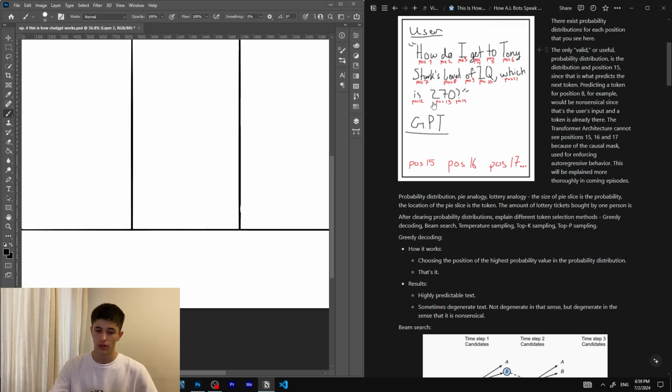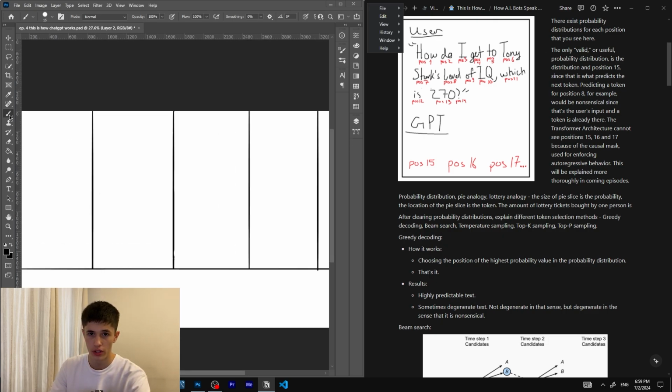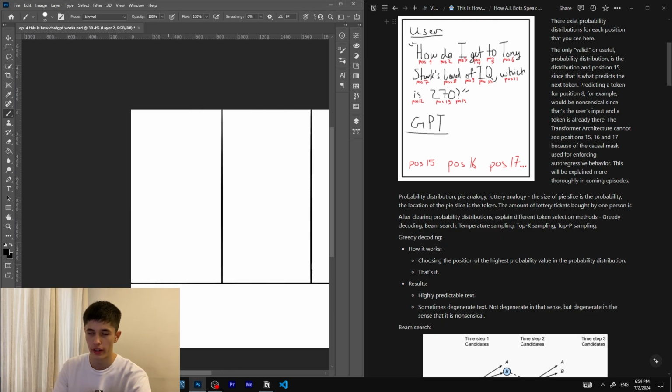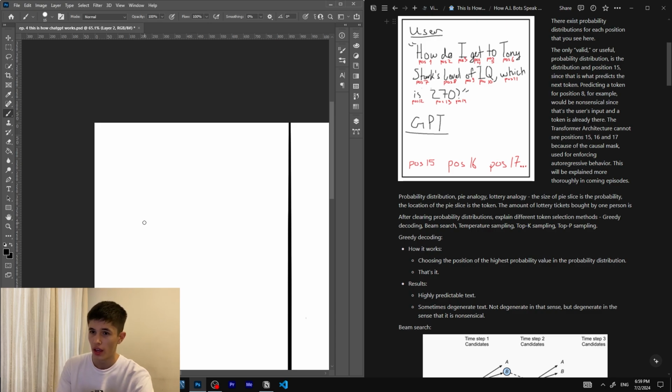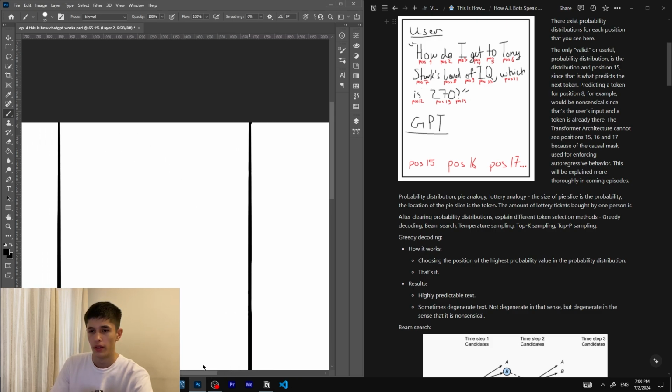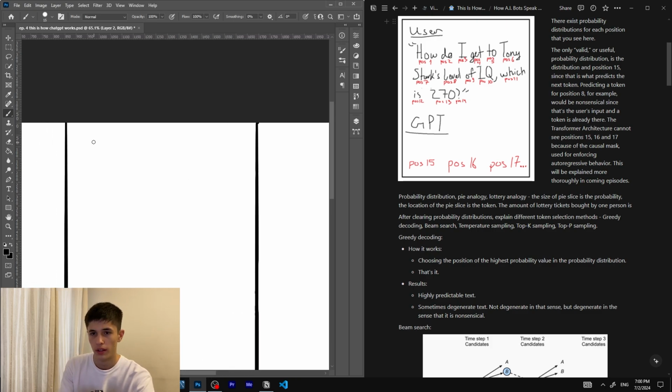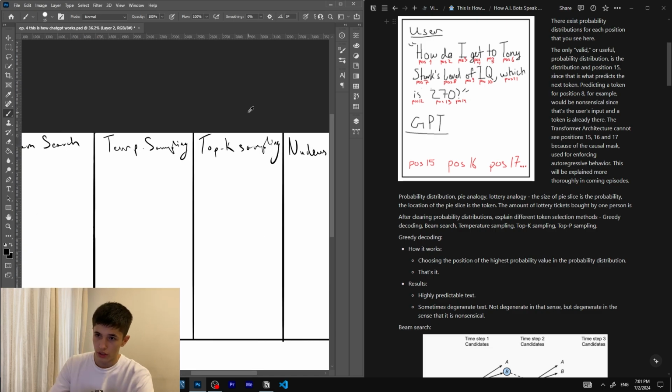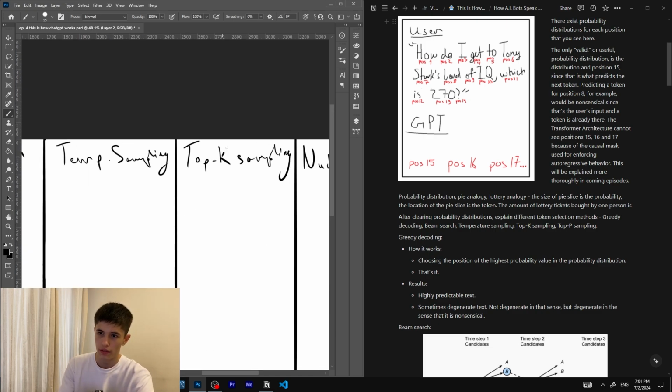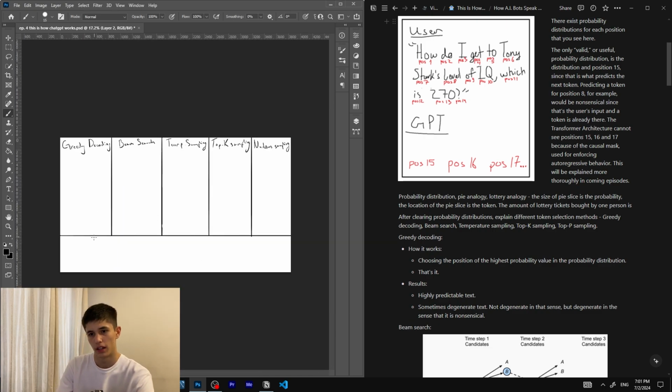We have 5 main token generation methods known today for NLP and GPTs. We have greedy decoding, right? We have greedy decoding over here. Then we have beam search. So these are all the token generation methods we have today for NLP, and specifically GPT. Okay, so let's break this down.